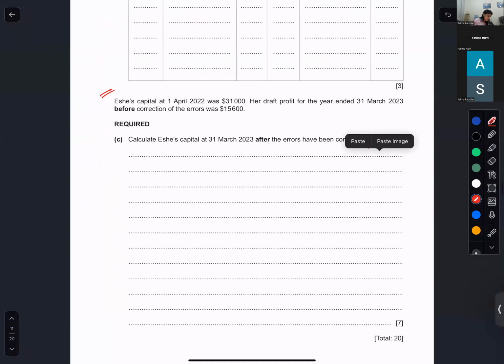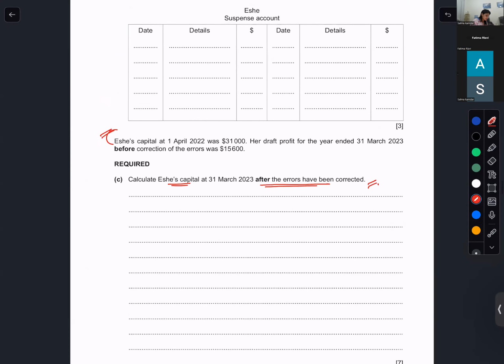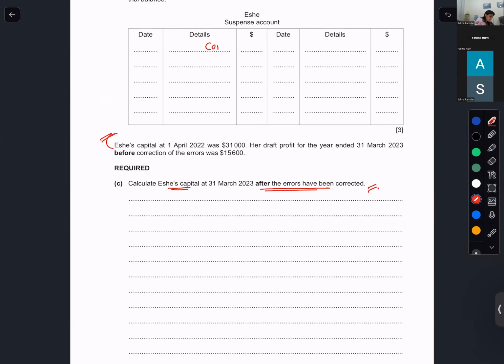Calculate the issue's capital. Just read, okay. They want the corrected capital, the capital after the errors have been corrected. So that means if you find the corrected profit, you will get the corrected capital. Are you with me? Yes.